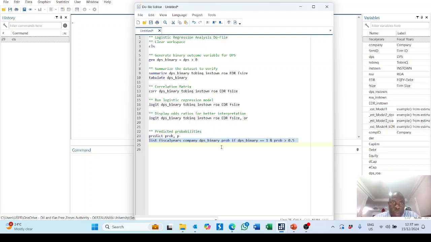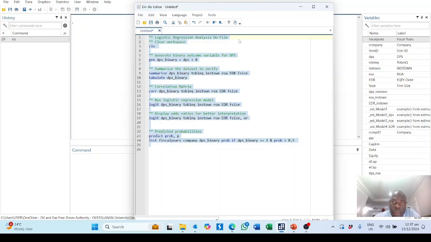Now we are ready to run the analysis in the Stata environment. Like I said, the first 3 lines are used to clear our screen, and then the 5th to 6th lines generate the binary variable. We'll dichotomize the dividend payment into dividend paying firms and non-dividend paying firms. So without much ado, we'll run this do file in the Stata environment.